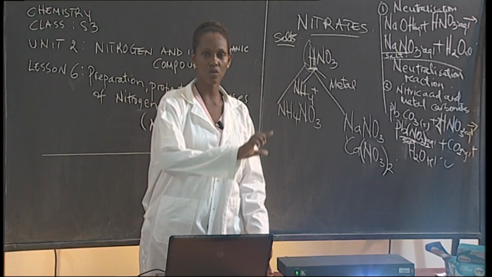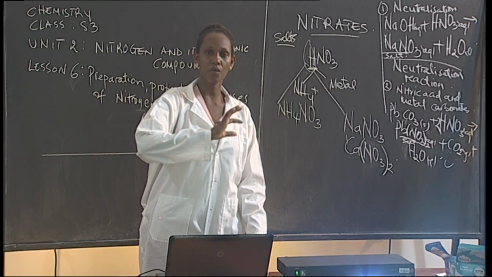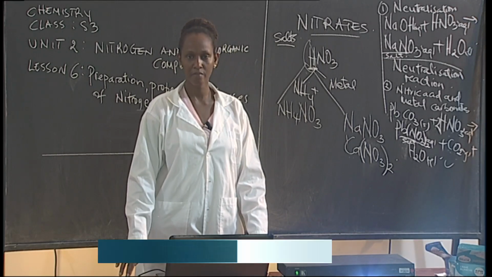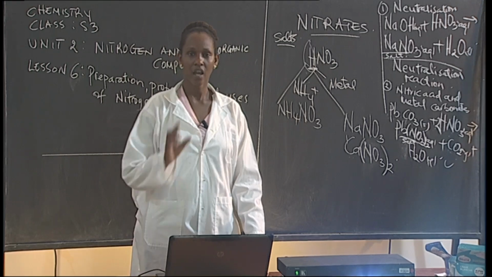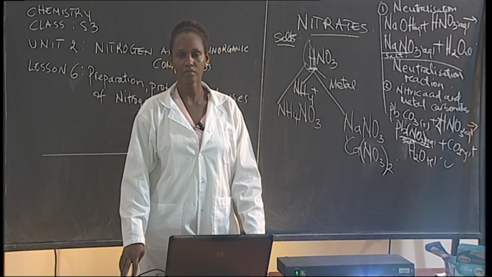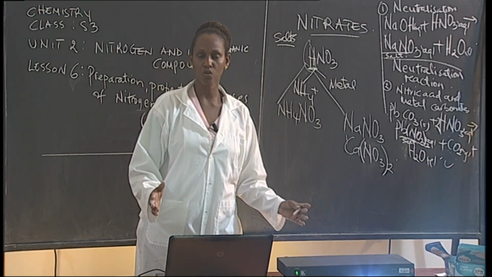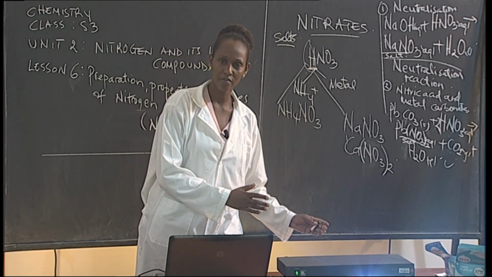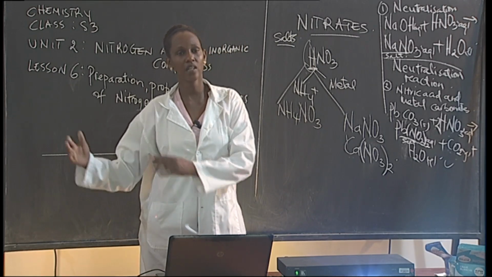So that's why I use one phrase to represent all of them, and I say they will produce their corresponding metal oxide, nitrogen dioxide, and oxygen gas. So the moderately reactive metals will produce their corresponding metal oxides, nitrogen dioxide, and oxygen gas.